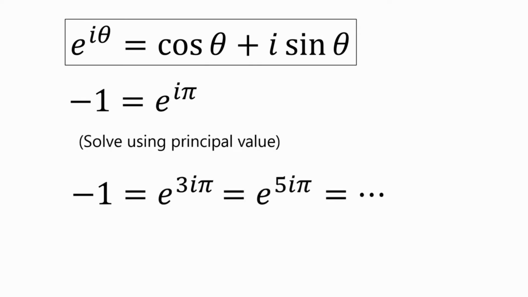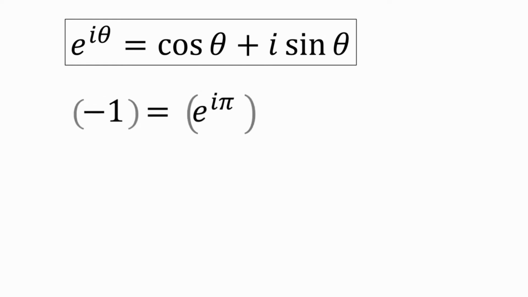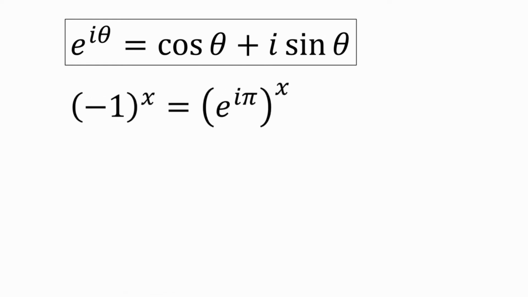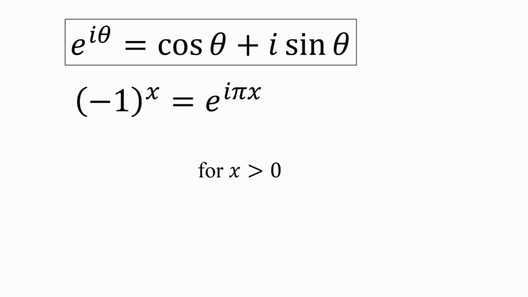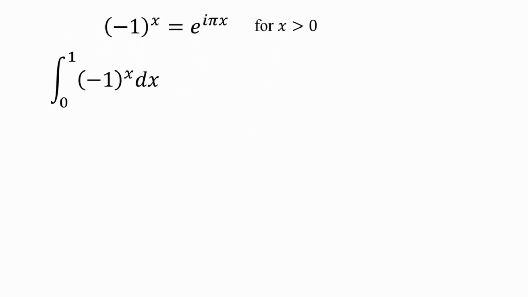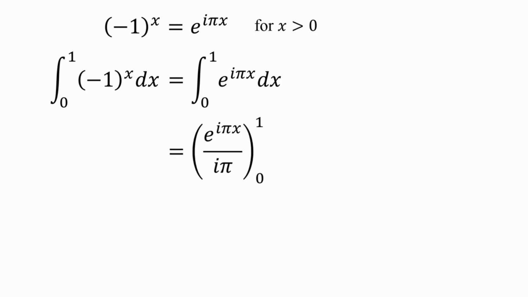We're now going to raise both sides to the power of x. We can then use the rules of exponents to simplify the right-hand side. We're now ready to evaluate our integral. We substitute in what we just arrived at. Now we need to take this integral of e to the power of i times pi times x. This is routine, it'll be e to the i pi x all over i times pi.